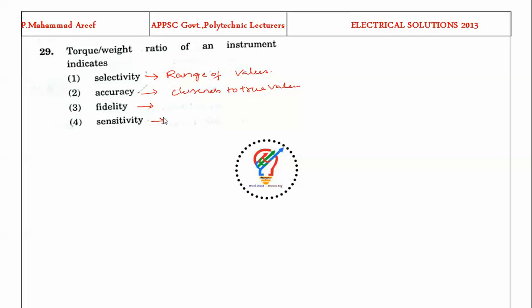And sensitivity is nothing but, if the machine has a higher torque by weight ratio, it means the torque production is more and the weight is less, so it simply indicates the sensitivity. The other definition of sensitivity is change in output divided by change in input. So the torque by weight ratio of an instrument indicates its sensitivity. Next question.